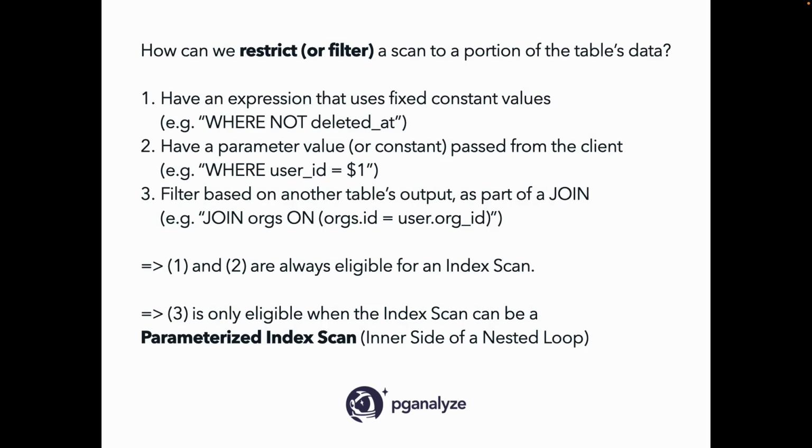which means it must be the inner side of a nested loop. So by definition, if you have a hash join or a merge join, those cannot use an index, at least for filtering on the join condition on the table.